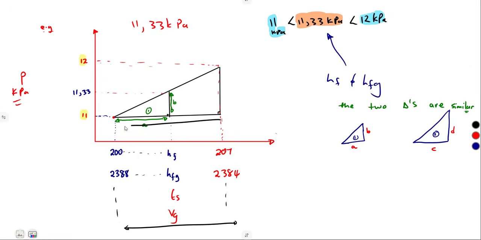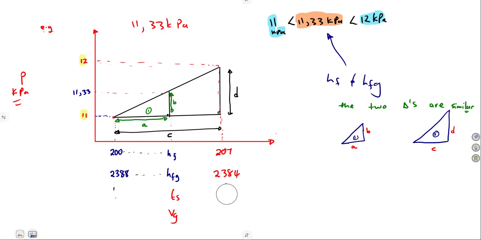The difference here, that is our C. All right, so that is our C. This one, on the bigger triangle, that's our C. And this is our D. On the bigger triangle, the difference between these two, that's our D. So it follows that since these two triangles are similar, the smaller and the bigger one, they are similar.